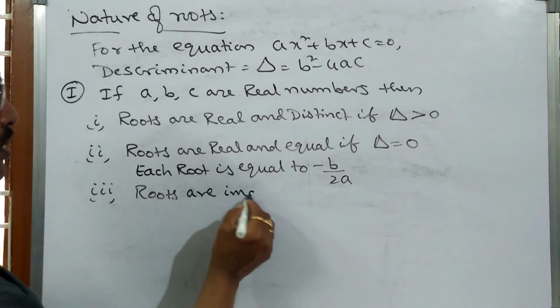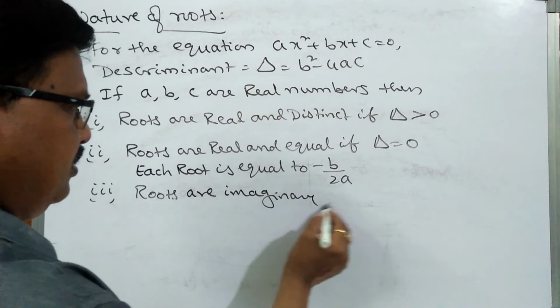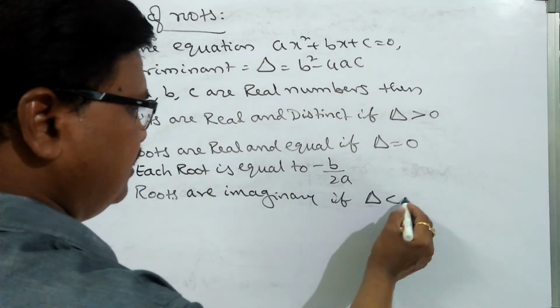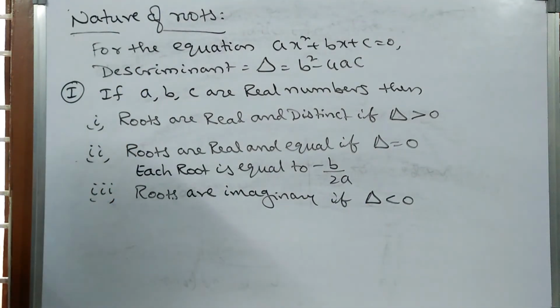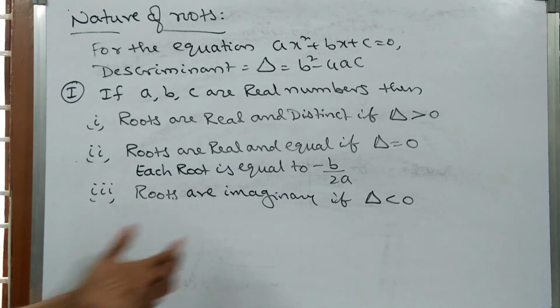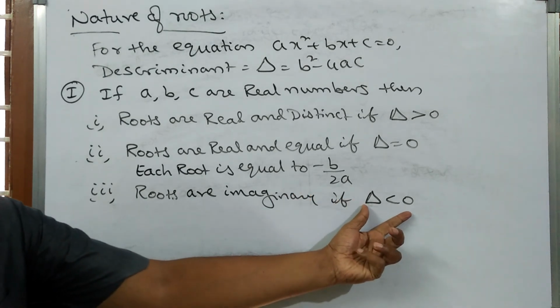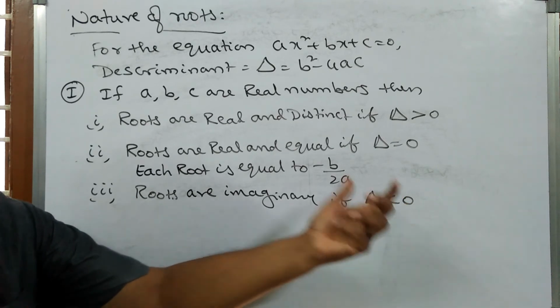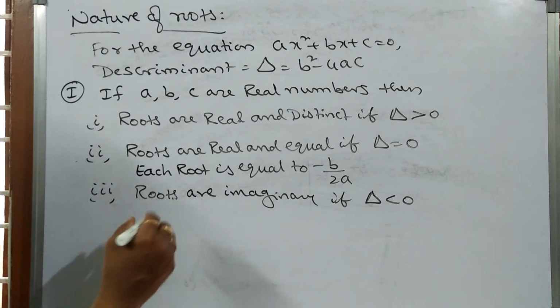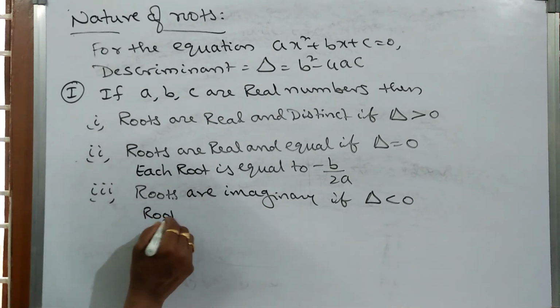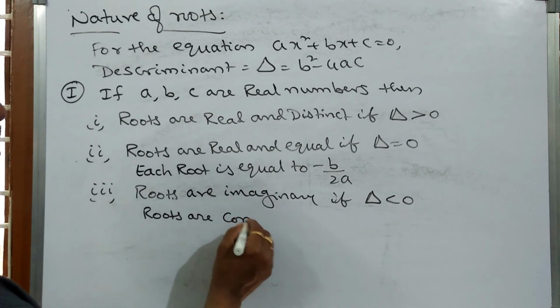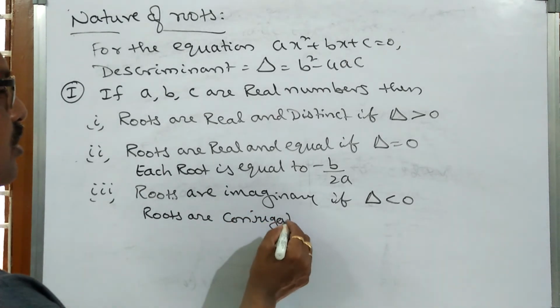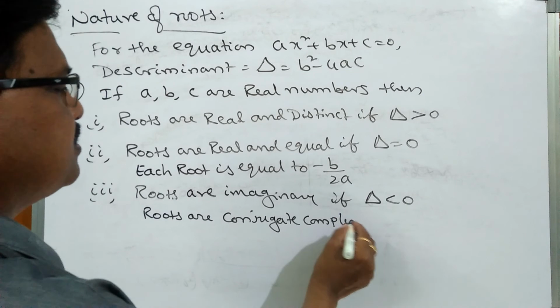Roots are imaginary if delta is less than 0. So that means the roots are imaginary if the value of delta, that is b square minus 4ac, is less than 0. Whenever we are finding the roots, we know that b square minus 4ac will be under square root. That means under square root we are getting a negative value. So in this case we can say that the roots are conjugate complex numbers.